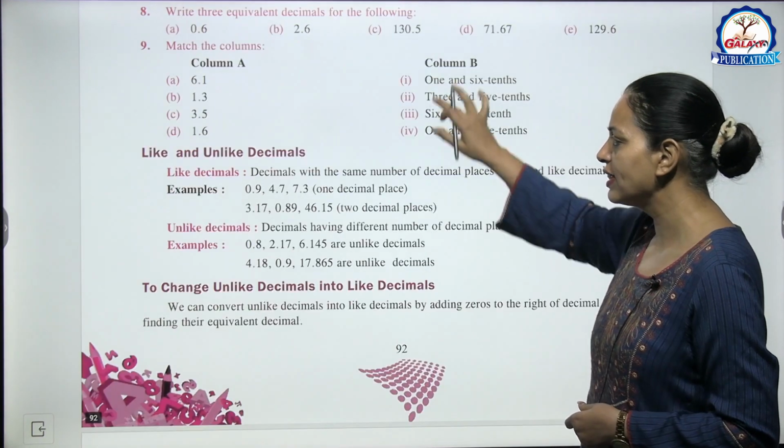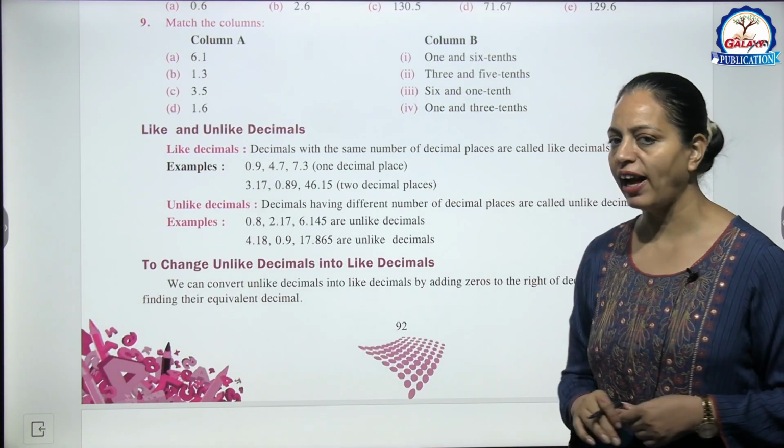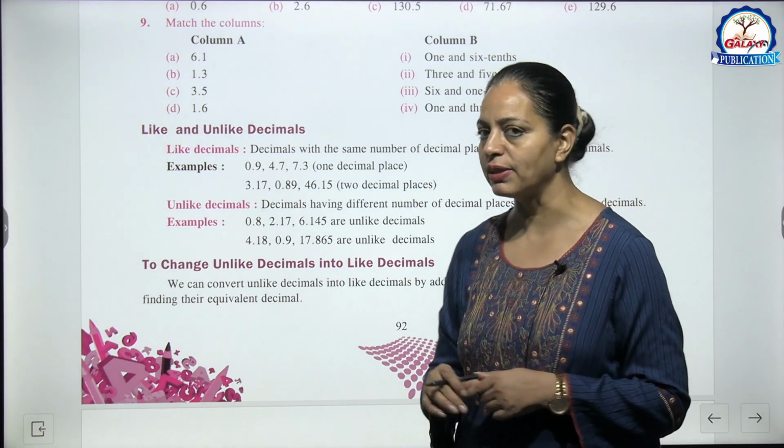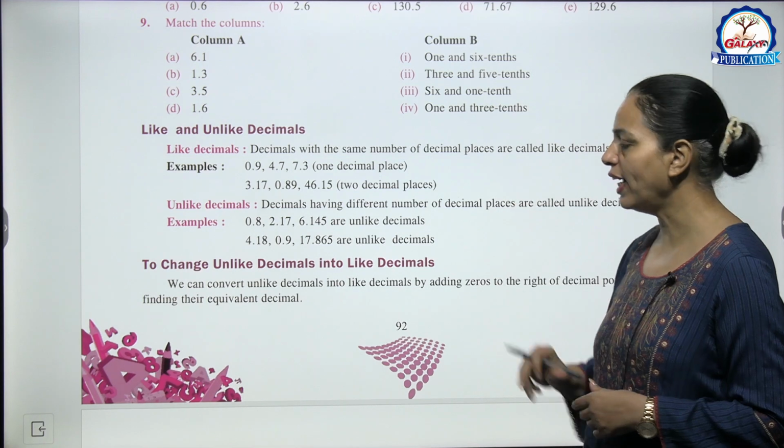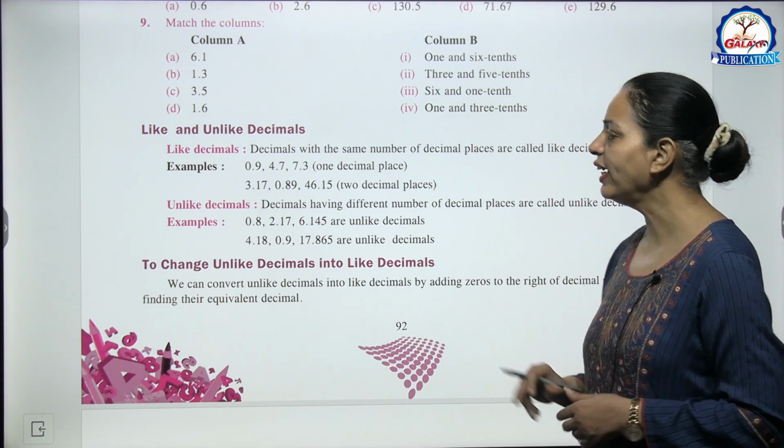Now the next topic is like and unlike decimals. Like decimals: decimals with the same number of decimal places are called like decimals.